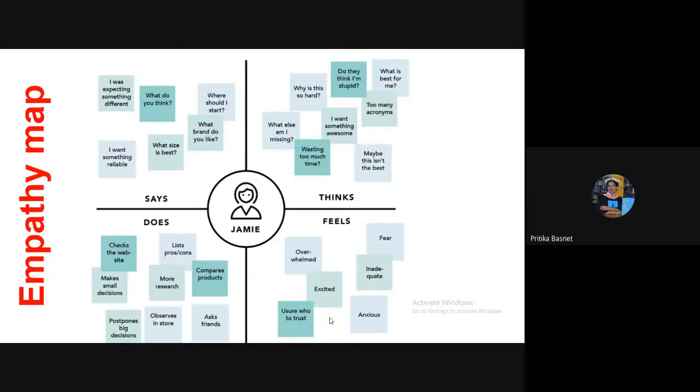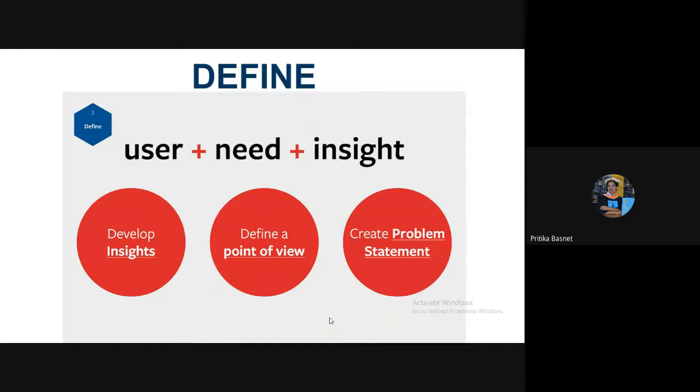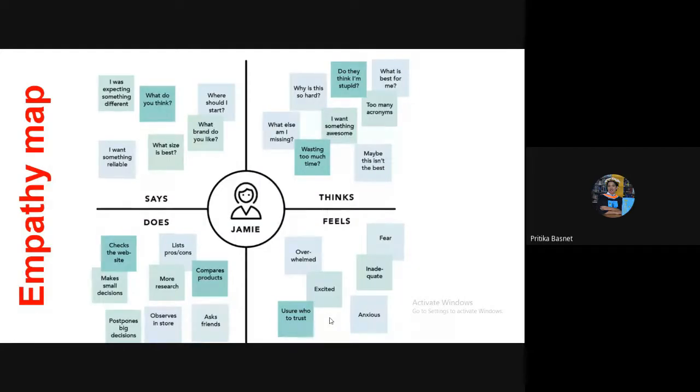In the think quadrant, we can capture what the user is thinking about the experience. Is it hard? Is it wasting time, or is it something else? What does the user think about the problem? Another quadrant is the feels quadrant, what the user feels, the user's emotional state.